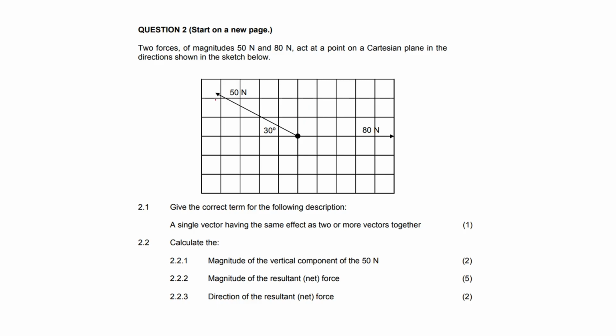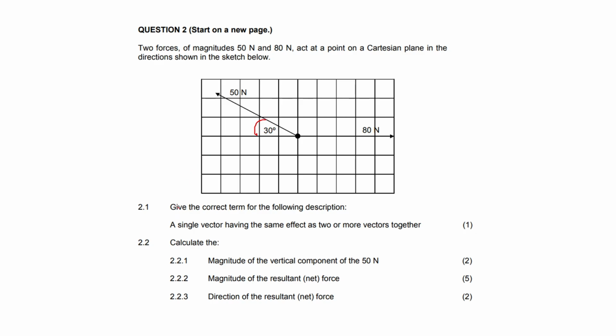Hi guys, let's take a look at this question where we have two forces of magnitudes 50 newtons and 80 newtons, and they act at a point on a Cartesian plane in the direction shown in the sketch below. And this force has a 30 degree incline there.